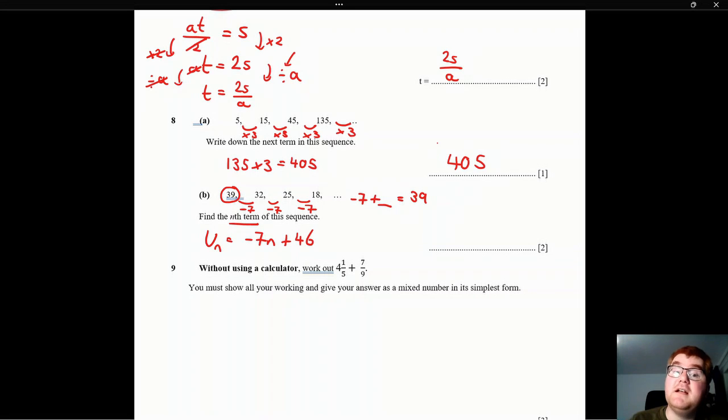Again, we can always double check this. 46 minus 7 is 39. You can write it both ways round. So I generally leave it like this, but if you wrote down 46 minus 7n, that's also fine as well.